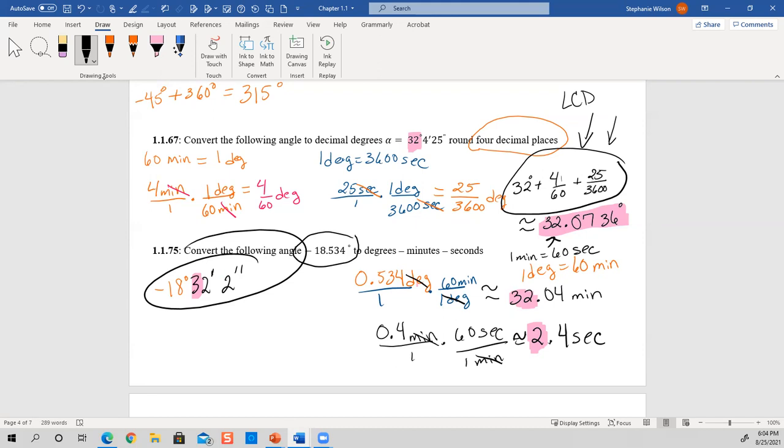I got a question. Is 0.4 multiplied by 60 equal to 2.4 or 24? 2.4. Really? So make sure you put a decimal in front of your 4. 0.4 times that.